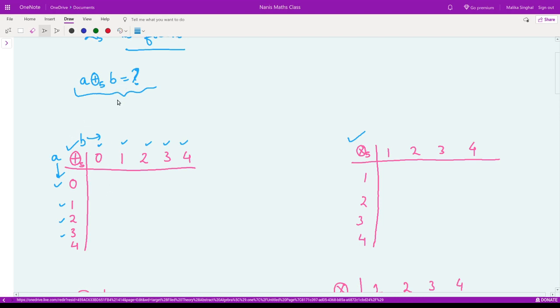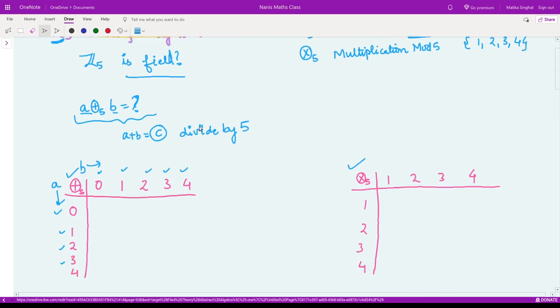This operation works like this: we add these two numbers A plus B, whatever the number C is, then we divide this number by 5. Here it is given mod 5, so we divide it by 5. Whatever is the remainder, that is our answer. So let us see how this works. I have 0 plus 0. So 0 plus 0 is 0. When I divide 0 by 5, the remainder would be 0.